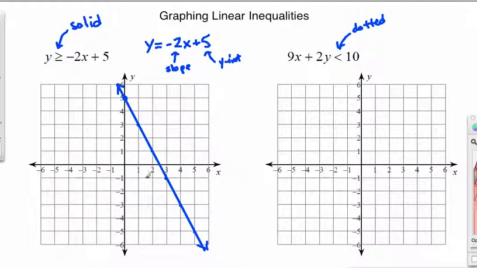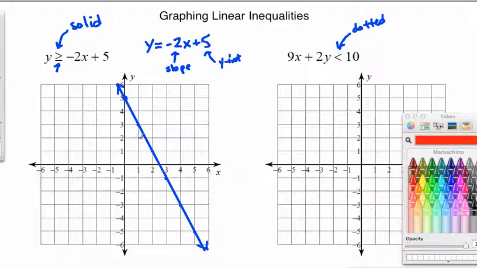Alright, and now I want to look at what part of this is our solution. So we know that everything on the line is the solution, but since it's not just equal to, it's greater than or equal to, we need to test some values. So let's go ahead and test 3, 1. We want to see if this is included in the solution. In order to see if this is included in the solution, we need to plug those back into the original. So y is 1.